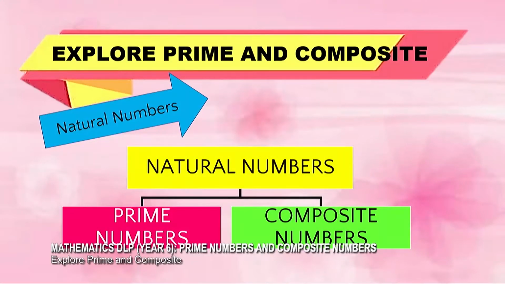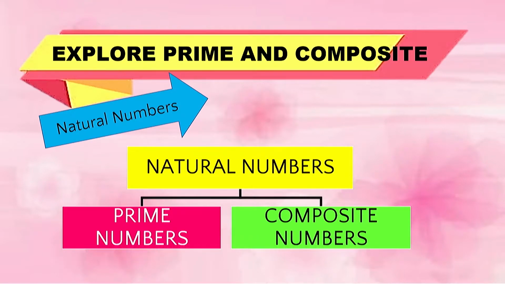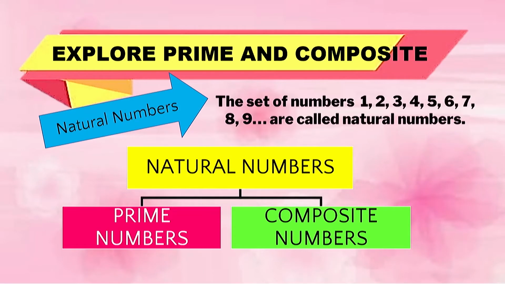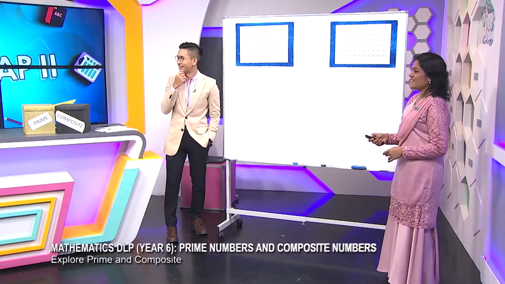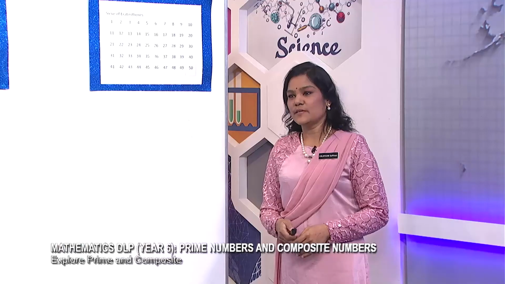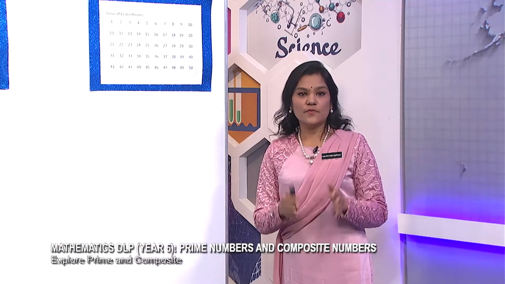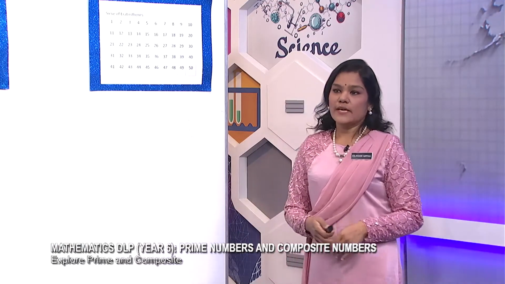Numbers can be divided into two groups. Initially, they are called natural numbers. Before that, what are the natural numbers? The set of numbers from 1, 2, 3, as you said just now, up to infinity are called natural numbers. From the natural numbers, we can divide the numbers into prime and composite. So what are the prime numbers? This is what we're going to learn today. And how to get the prime numbers from the number set. Today our focus is from number 1 to 100 only, kids. So explore prime and composite.